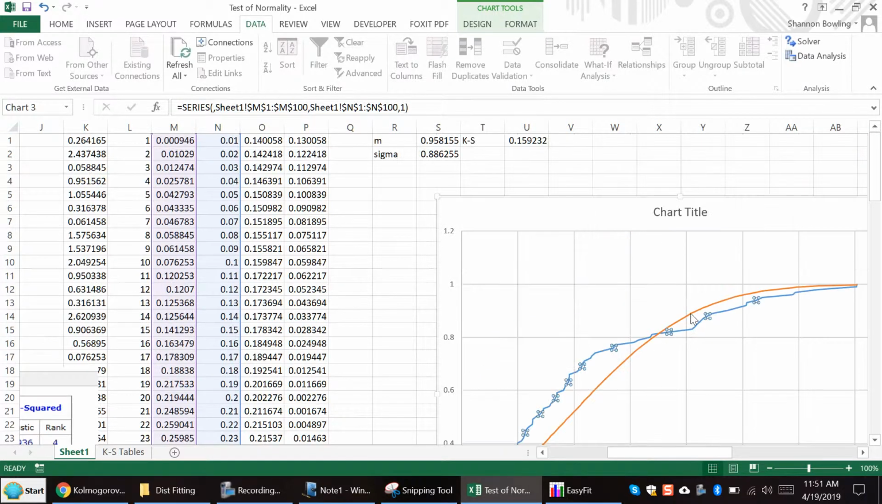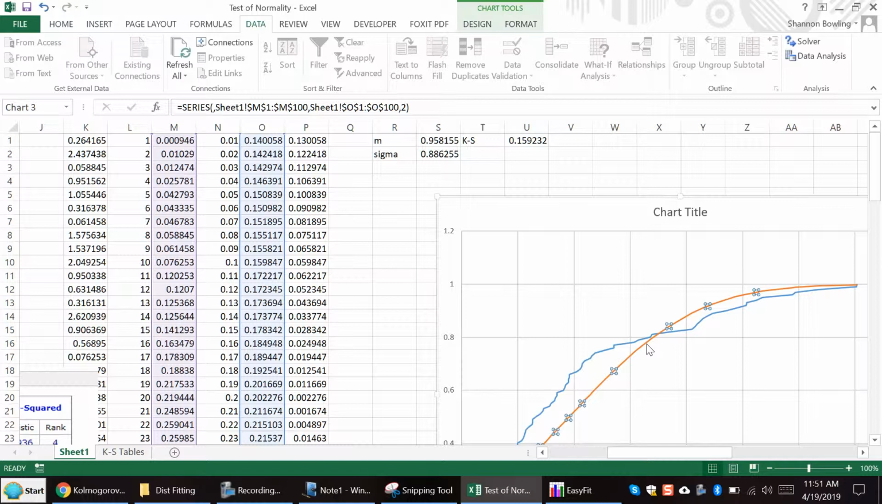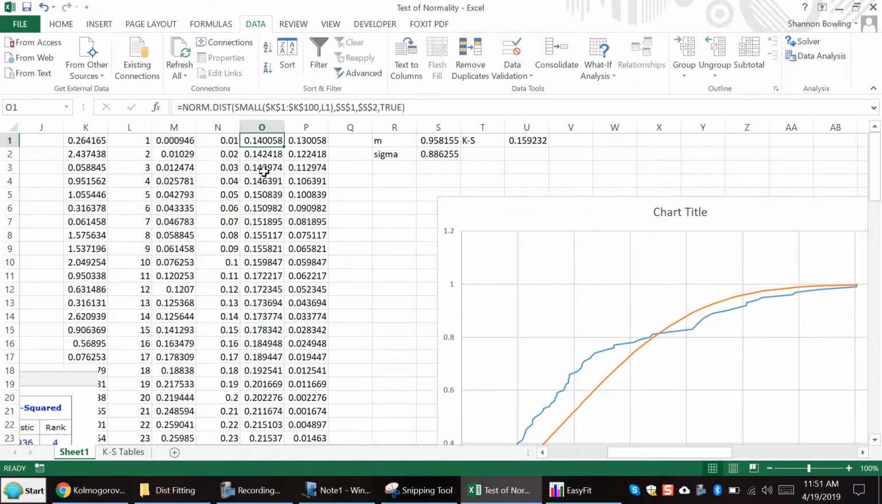And then this guy right here is what, in theory, it should look like. My normal distribution from these values that are ranked right here. So I should actually be able to just plug in these values. Let me make sure. Yeah.